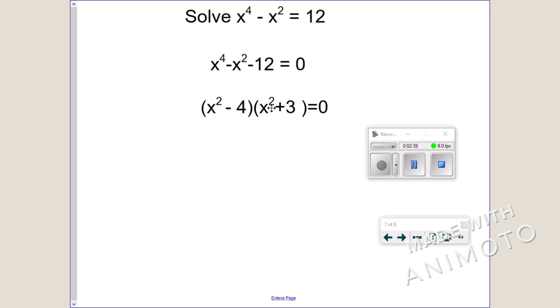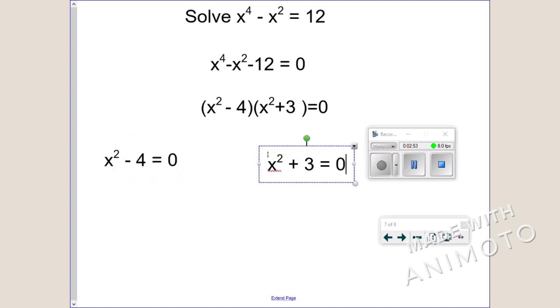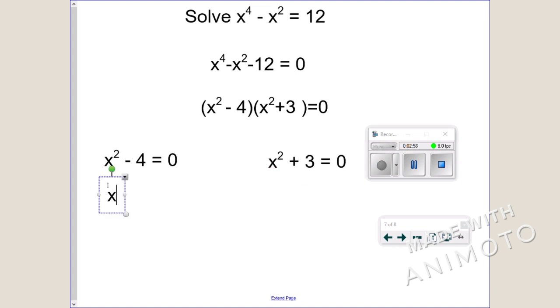Just like when we solved quadratics by factoring, what did we have to do after we had it factored to solve it? Well, remember, we had to take each factor and set it equal to 0. So we have x squared minus 4 equals 0. And we have x squared plus 3 equals 0. And now let's solve each of those factors. Add 4, so we'll get x squared equals 4. Subtract 3, so we'll have x squared equals negative 3. And then to solve, we square root, right?